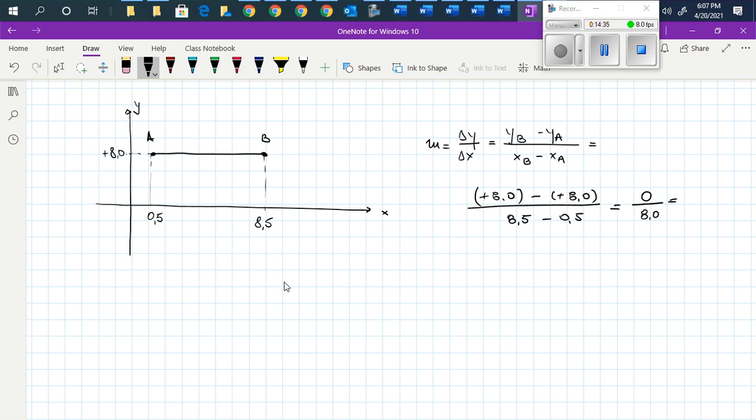But anything that 0 is multiplied or divided by is equal to 0. So even mathematically, the slope of the line will be equal to 0 when we have a line that is parallel to the horizontal axis. So this concludes how to find the slope.